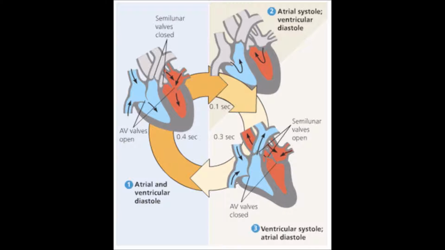In the first stage, all chambers of the heart relax and blood passes through the atria and enters the ventricles through the AV valves. When the ventricles are 70% filled, the atria contract, and this pushes the remaining contents of the atria into the ventricles. This is known as atrial systole. During this atrial systole, the ventricles are relaxed, and this is known as ventricular diastole. This takes about 0.1 seconds.